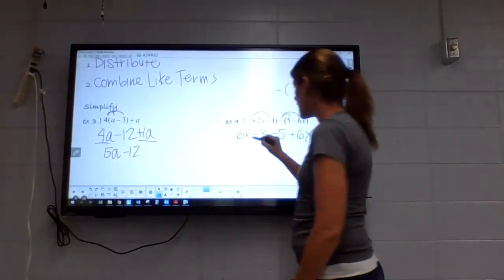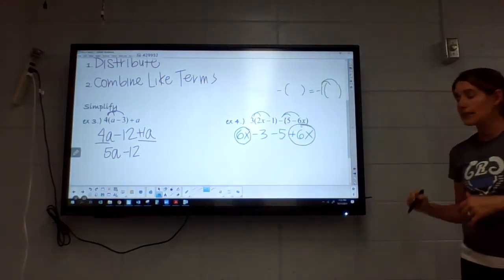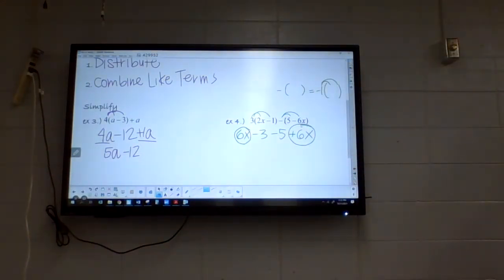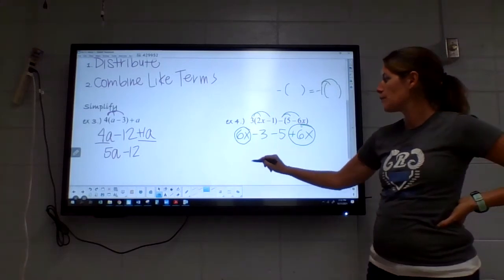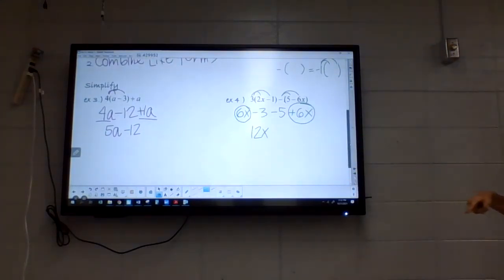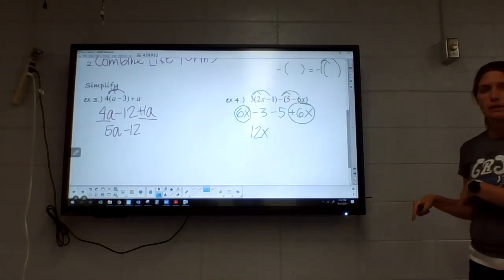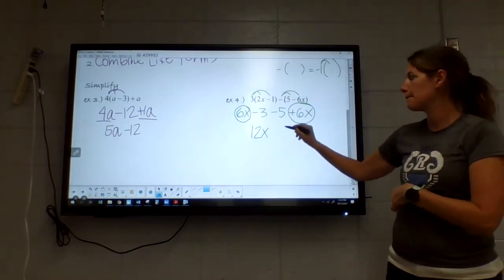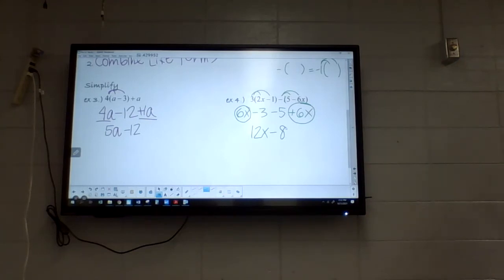So this 6x and this 6x go together. What do we get? 12x. They're both positive. The negative 3, negative 5 is going to be negative 8. And that's all we do because we can't combine those because they're not like terms.